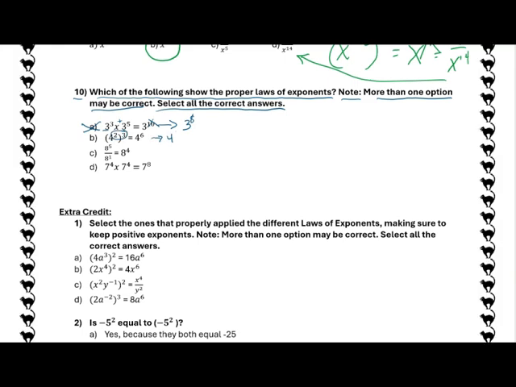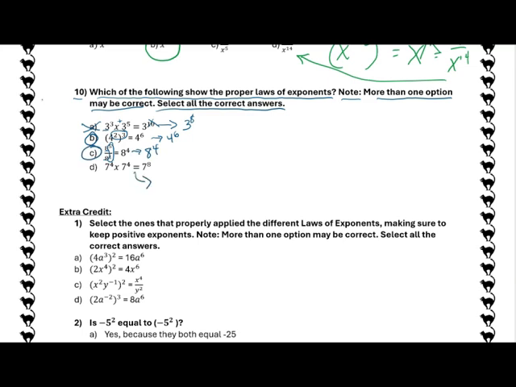B, all right, I'm raising a power to a power, keep the base, and then multiply the exponents. 2 times 3 is 6. Ooh, that's correct. There may be more than one answer though. So let's look at C. Oh, I'm dividing exponents that have the same base. So it's going to be 8 to the 5 minus 1, which is 4. Oh, that one's correct.